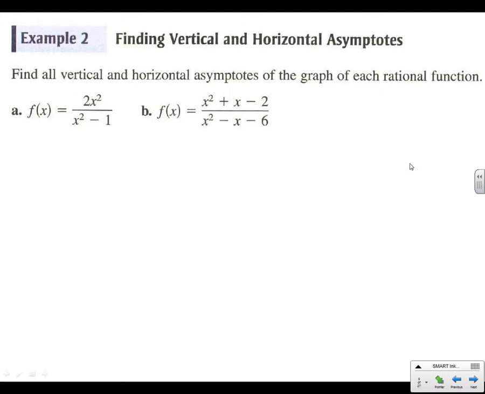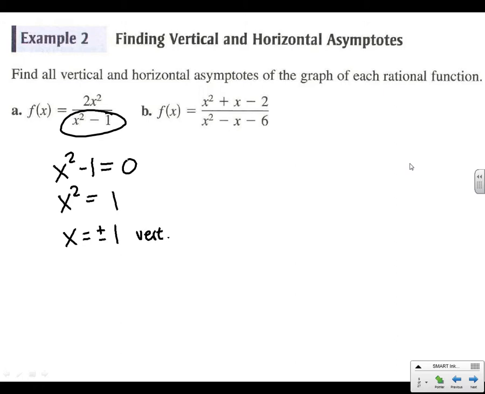Let's try some. Here we go. Find the vertical and horizontal asymptotes. All right, I'm going to start with the vertical. Zeros of the denominator. x squared minus 1 equals 0. x squared equals 1. x equals plus or minus 1. Boom. Those are my vertical asymptotes.